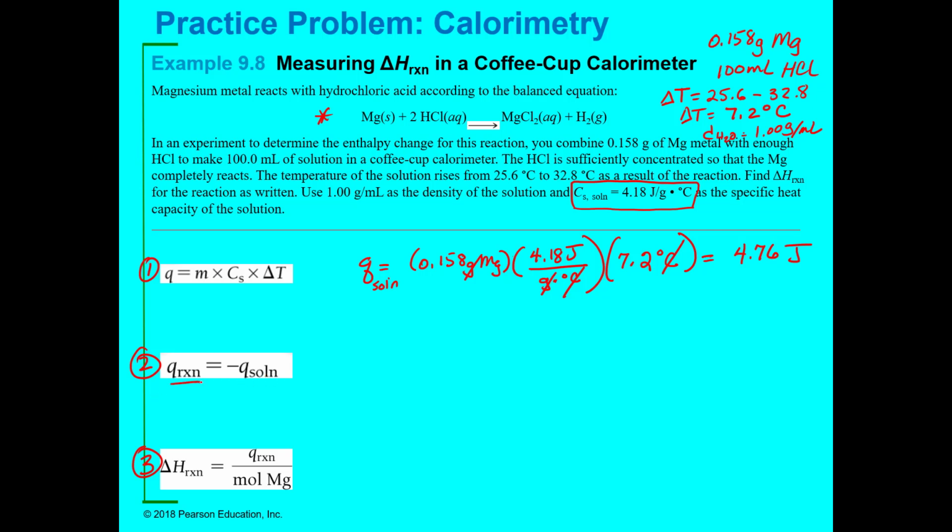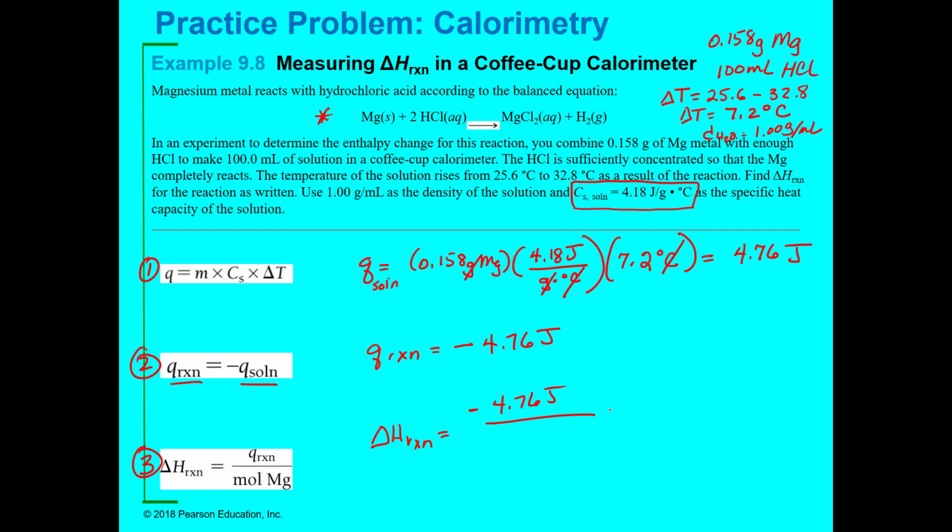Q of the reaction is the negative of the Q of the solution. So Q of the reaction, this is a nice easy step, is equal to a negative 4.76 joules. And then to get the delta H of the reaction, I use the Q of the reaction, which is a negative 4.76 joules, divided by the number of moles of magnesium. Now I'm going to have to calculate that, right?